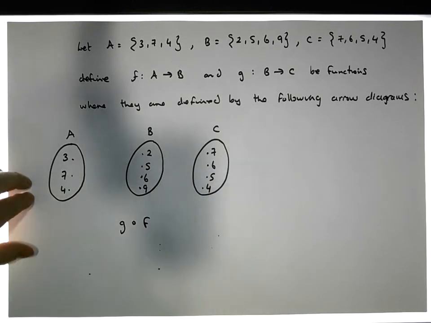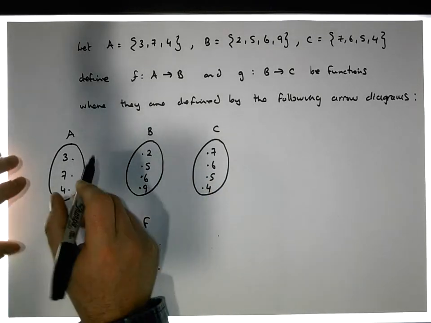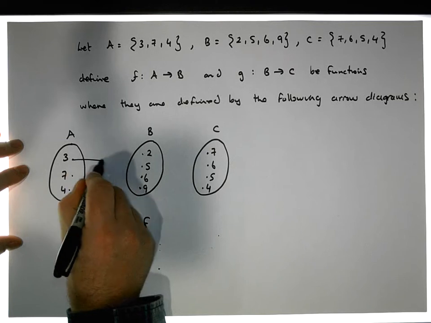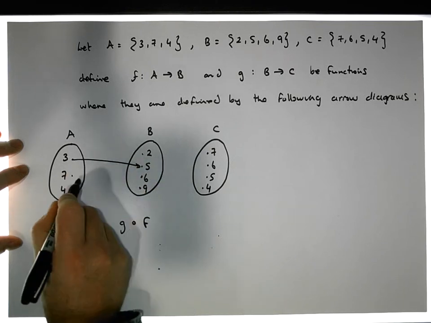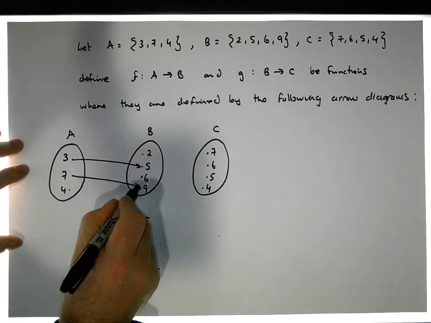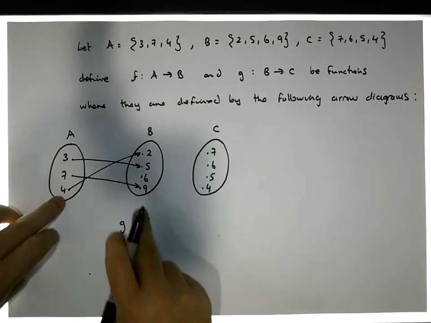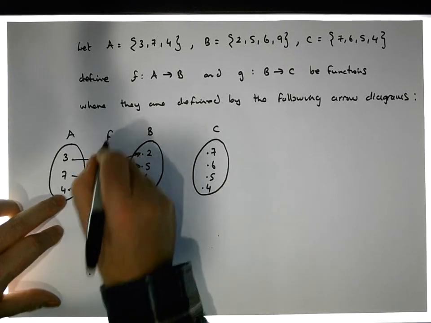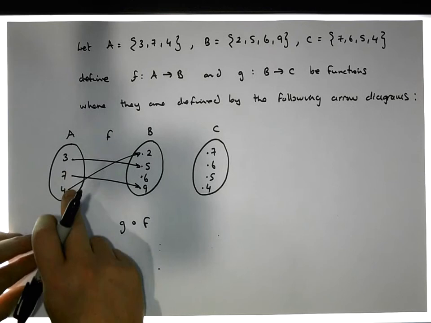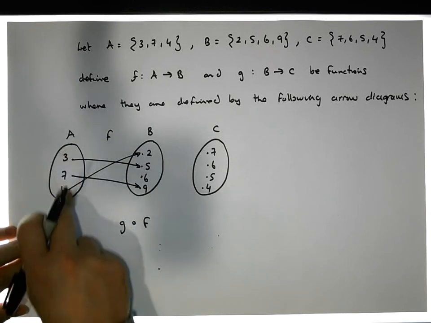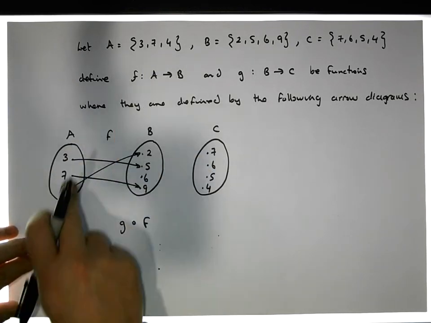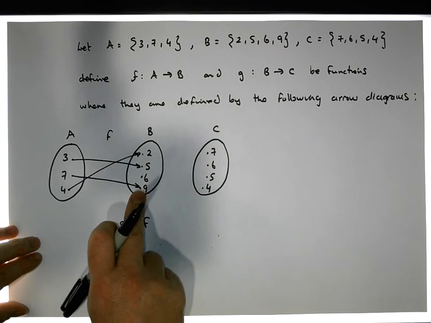Let's say f is defined so that 3 is taken to 5, 7 is taken to 9, and 4 is taken to 2. So this is the function f. This is how f works. You can see it is a function. It takes every value in A and maps them into values in B. That's the first condition.